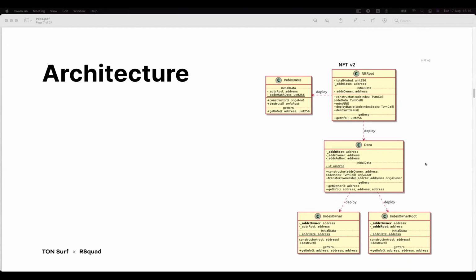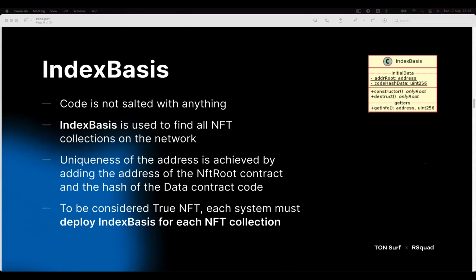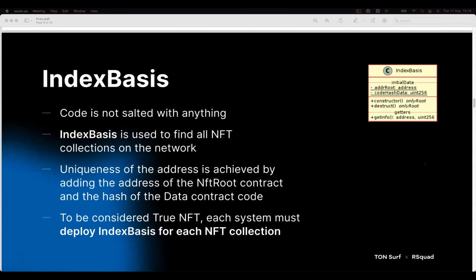Here, you can clearly see the offered architecture scheme stating the behavior of index bases, NFT root, data, index owner, and index owner root. Each of these components is presented in the following screens. So let's talk about them a bit more. So, index bases. As you can see, we use index bases to find all NFT collections in the network. It is very important to keep in mind that to be considered true NFT, each system must deploy index bases for each NFT collection.